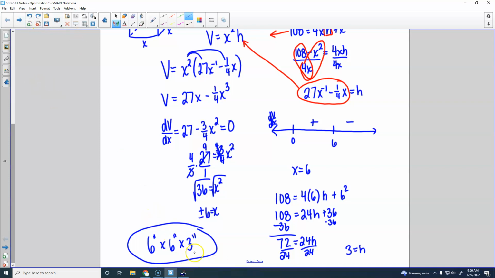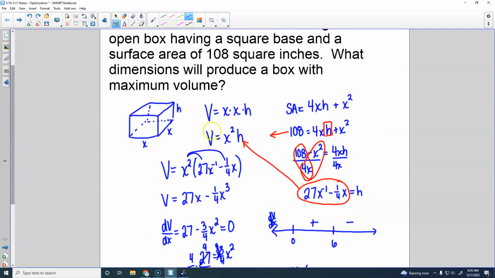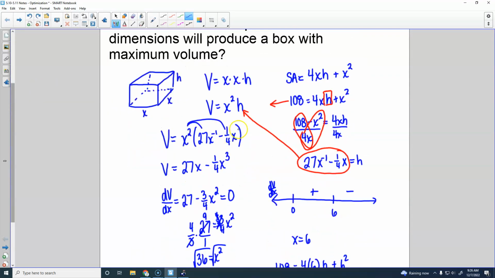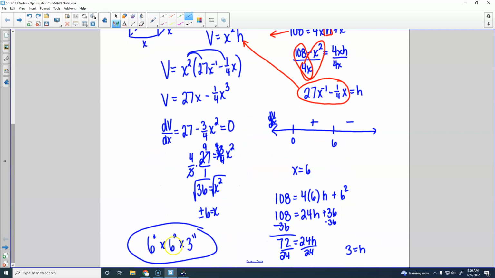So it's kind of cool. That'll give you the maximum volume. If it asks you for the maximum volume, you just plug in, or really, if you want volume, just 6 times 6 times 3 would be your volume there. Okay. Questions?